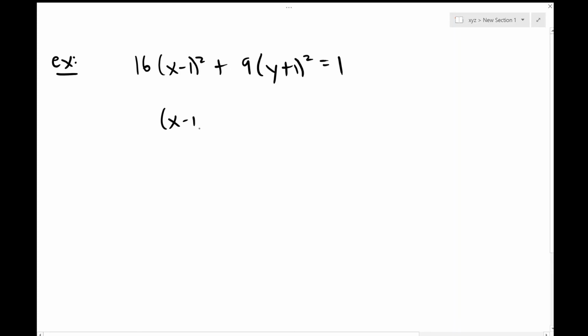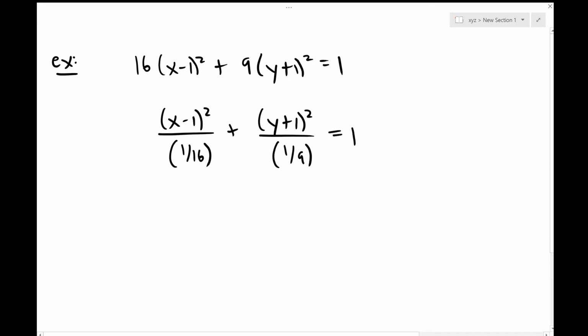So what we want to notice here is that with the x terms, we're multiplying by 16. That is actually the same, though, as dividing by 1 over 16. And so I'm going to rewrite the first term in this form so that I can easily identify that a squared is 1/16. Then I do the same thing for the y terms. We have (y plus 1) squared. I can divide that by 1 over 9. That would be the same thing as multiplying by 9. And so for an example like this, the center would be the point (1, -1).